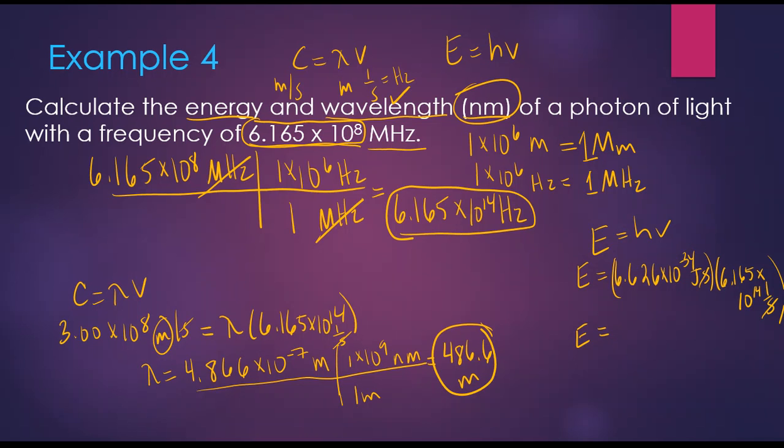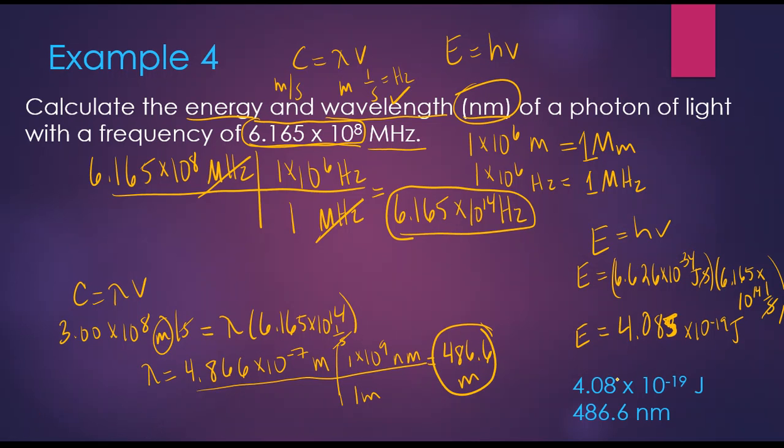6.626 times 10 to the -34 times our frequency, it's going to be 4.083, no, sorry, 5, this should be a 5, if I did that correct, times 10 to the -19 joules. Hopefully I calculated that correct. Let's see.